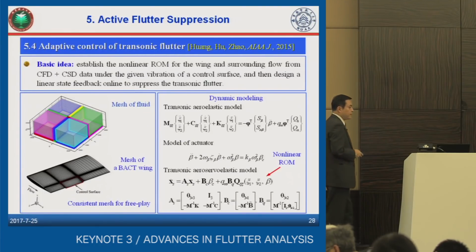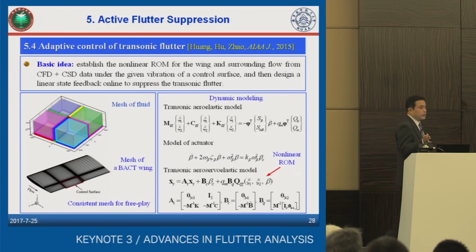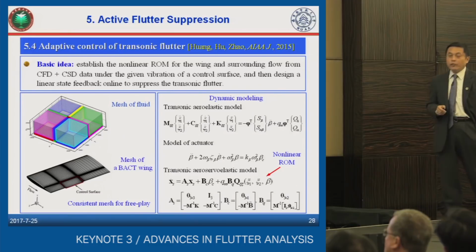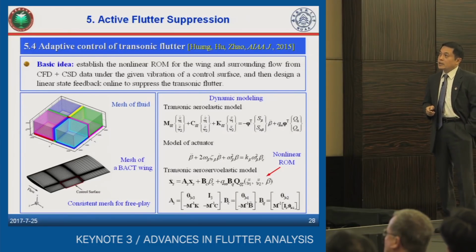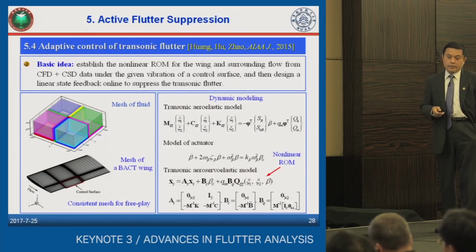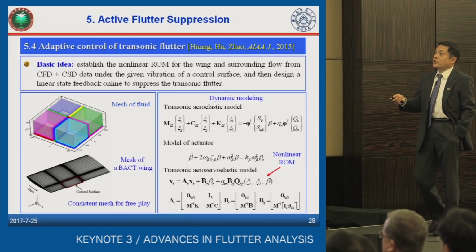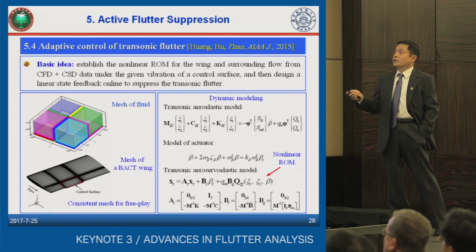This is the performance of the adaptability of the controller with an increase of your flow speed. Now let me turn to the toughest problem of my lecture today, that is the adaptive control of transonic flow. In this case, the flow is nonlinear. I mean, the aerodynamic force is nonlinear. So we cannot use the concept of transfer functions. This way, we try to establish a nonlinear ROM first.